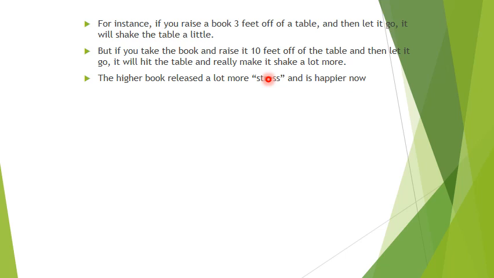less stressed. And so the higher book originally had more stress than the lower book, which we say is potential energy. And we use the word happier, but really what it means is more stable. So I'll use the words stable and happier in the same kind of terms, and stress and potential energy are kind of the same words.